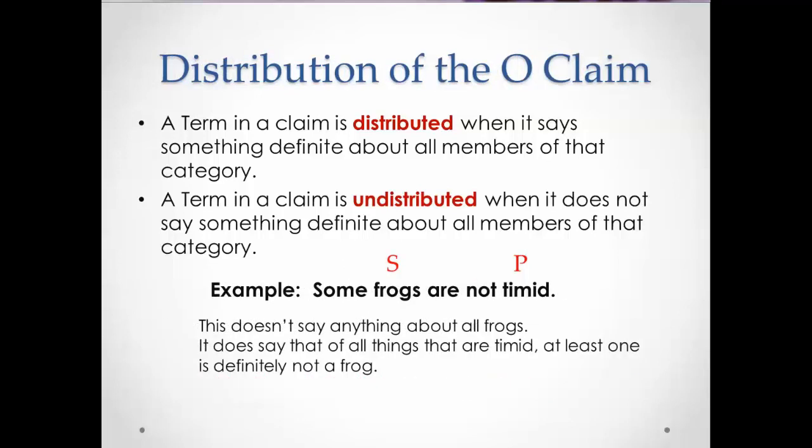In this example of an O claim, some S are not P, we can see that nothing definite is being said about all frogs, but something definite is being said about all things that are timid. Of all things that are timid, at least one is not a frog. So for the O claim, the subject is undistributed and the predicate is distributed.